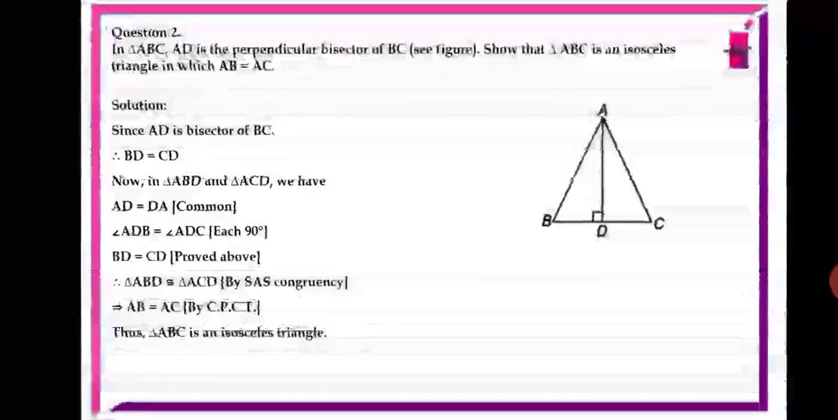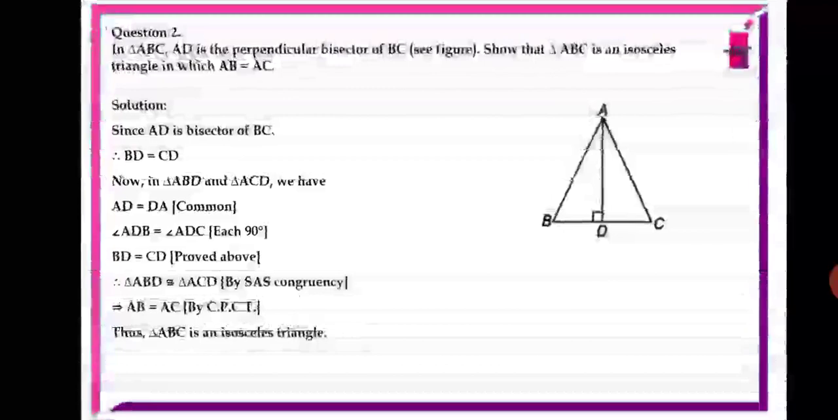Question number 2. In triangle ABC, AD is the perpendicular bisector of BC. Show that triangle ABC is an isosceles triangle in which AB equal to AC. Since AD is bisector of BC, BD equal to CD. Now in triangle ABD and triangle ACD, we have AD equal to DA because it is a common side for both, and angle ADB equal to angle ADC, each 90 degrees because it is perpendicular bisector of BC.